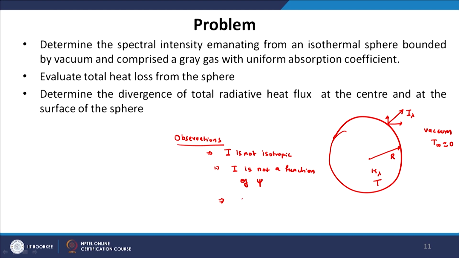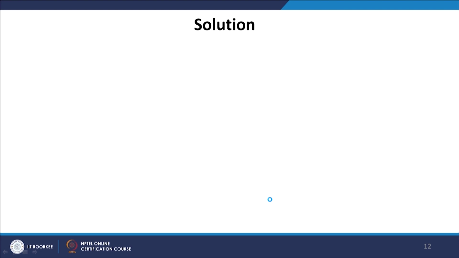The third assumption is that sigma s lambda is 0. So, there is no scattering, the gas is purely absorbing and emitting, there is no scattering. So, let us solve this problem.